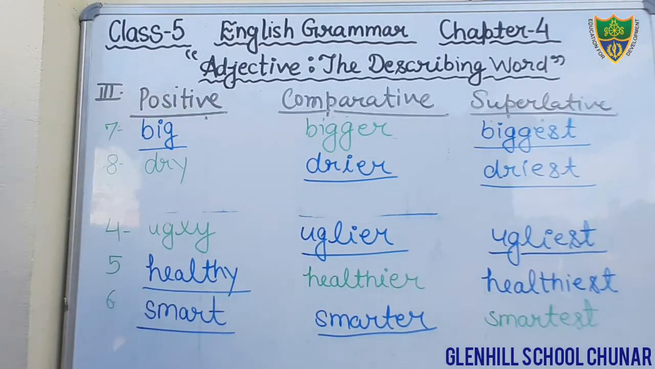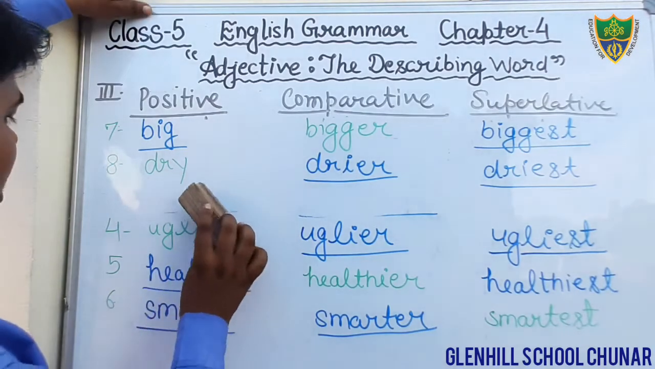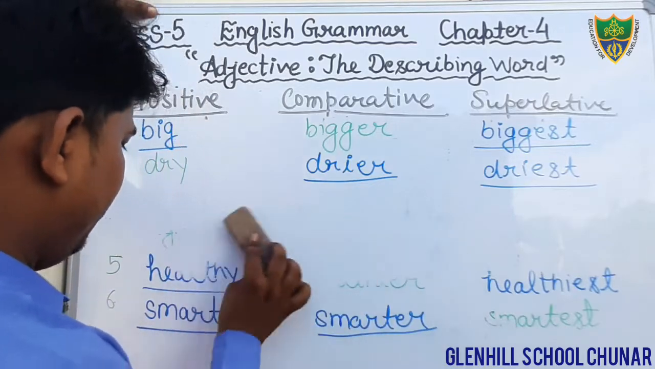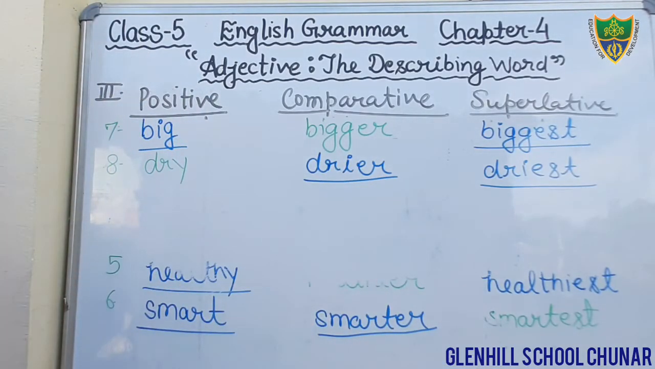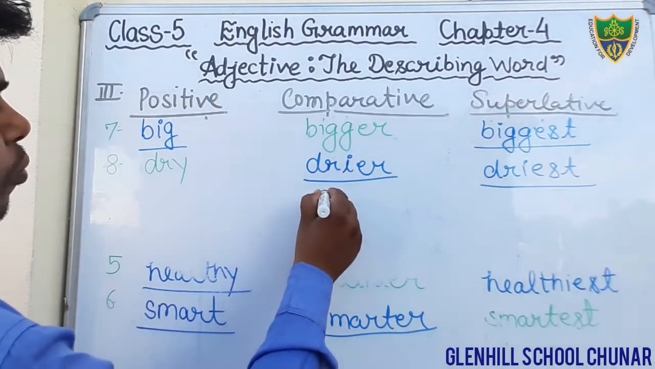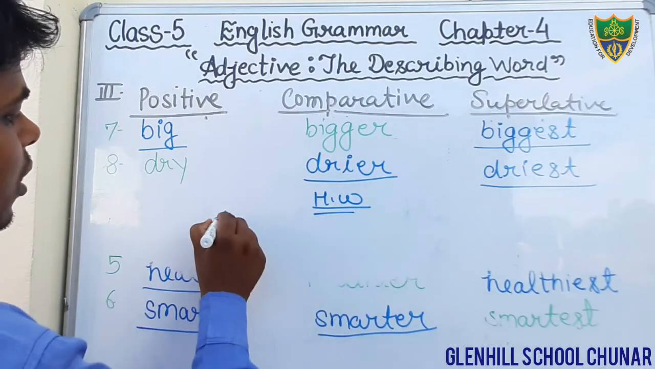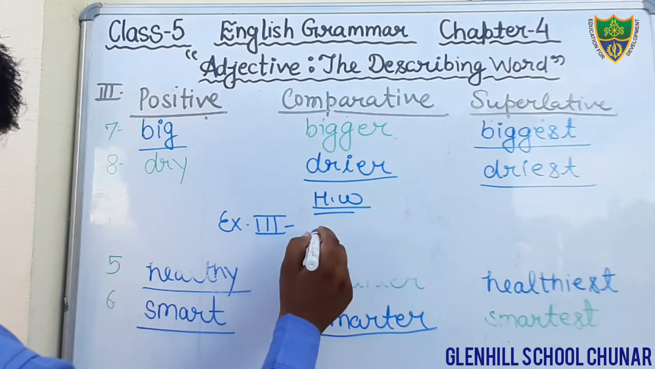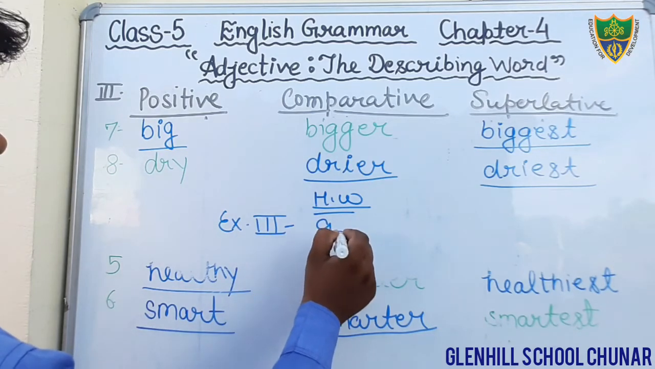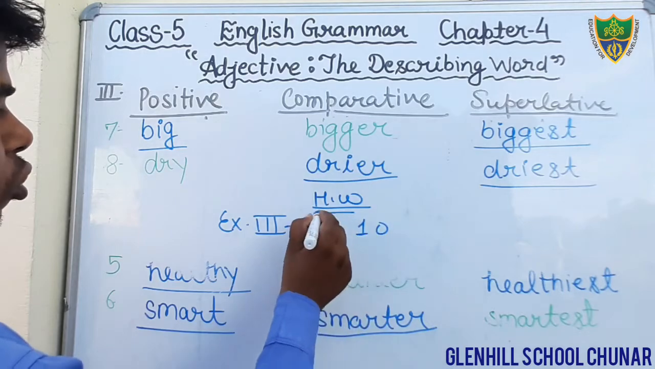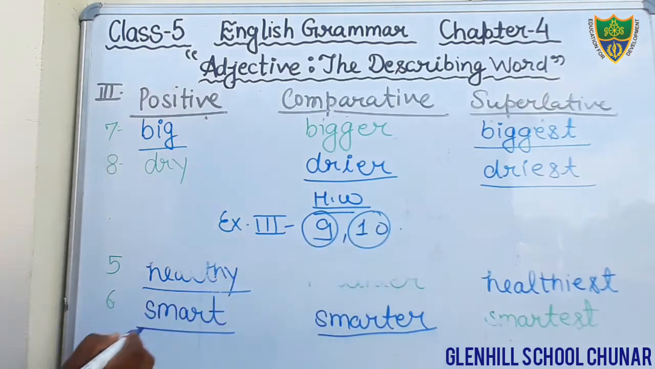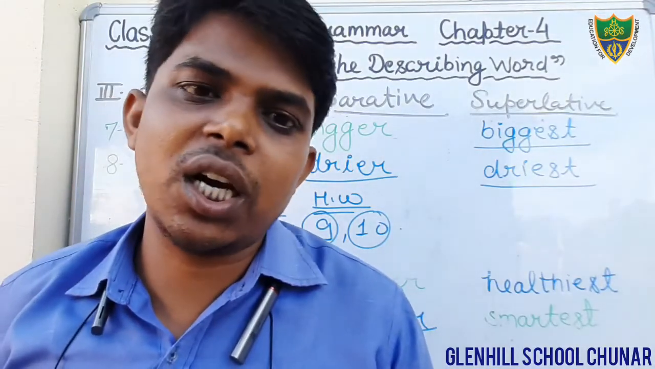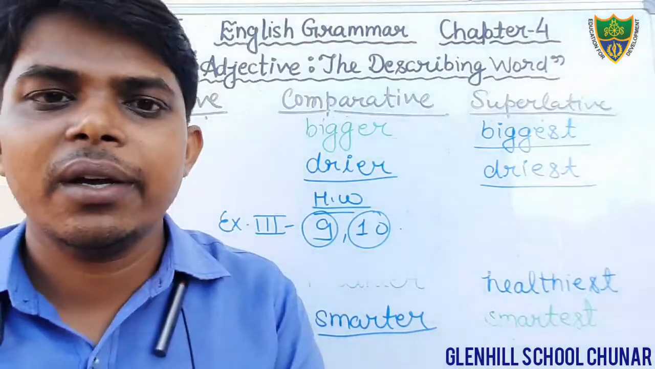Okay, students. So there are 2 more questions that are left. That is your homework. Okay, exercise number 3. That is your homework. Exercise number 3, and question number 9 and 10. That is your homework. You will complete it on your own. Okay. In the next class, we will discuss the other exercises of the same chapter and other things.